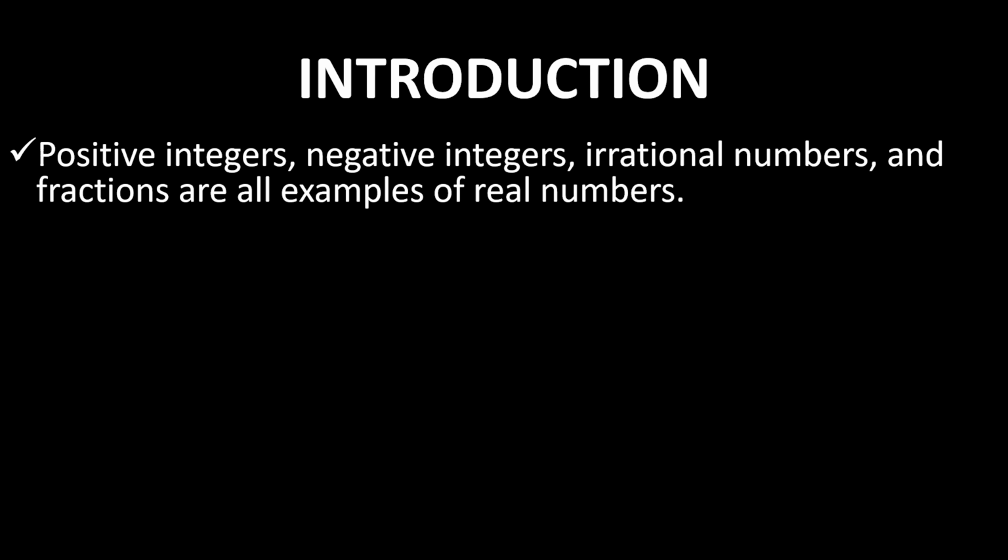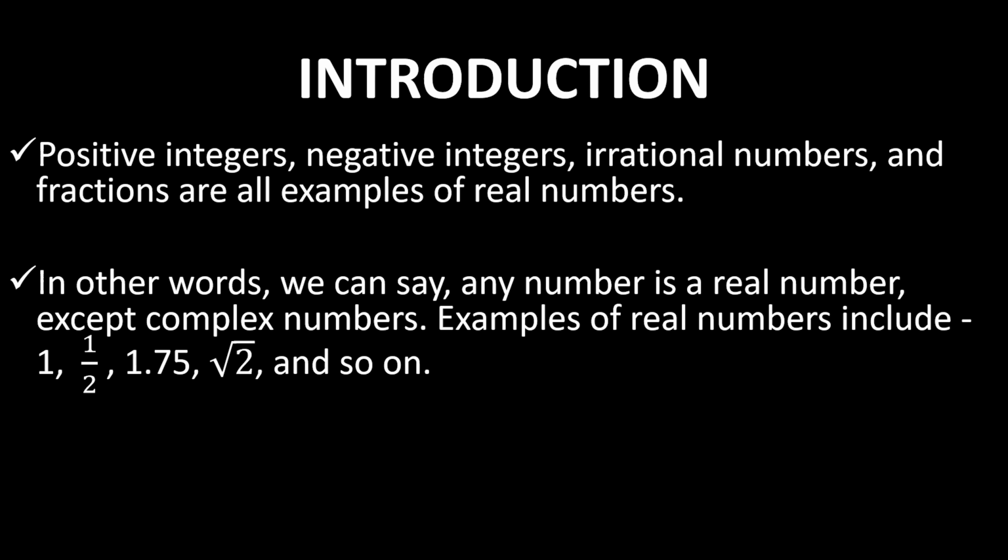Let's go through the introduction. So positive integers, negative integers, irrational numbers and fractions are all examples of real numbers. In other words, we can say any number is a real number except complex numbers. Now what are complex numbers? The numbers where you are writing square root of a negative number. For example, square root of minus 15, that is considered as a complex number.